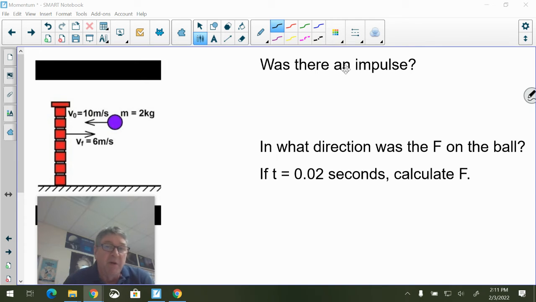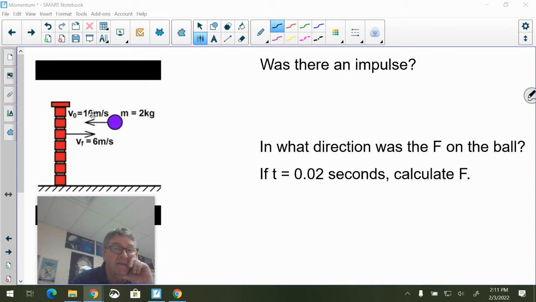Well, first of all, was there an impulse? And what I'm really asking is, did the momentum of this ball change? Well, yeah, the ball had momentum of 20 to the west, negative 20. It bounced off. It's going to have a different velocity. The mass doesn't change. So, again, there's an impulse. Whenever there's an impulse, there had to be a force acting in some period of time, and you can calculate that just like we did a minute ago. I'll leave that for you to do. But it's the exact same problem.